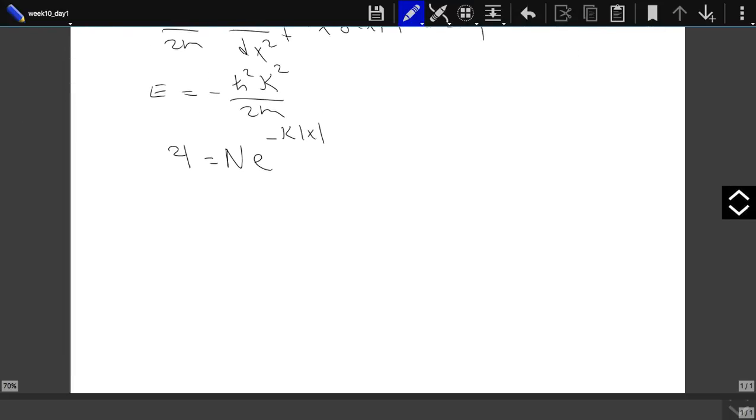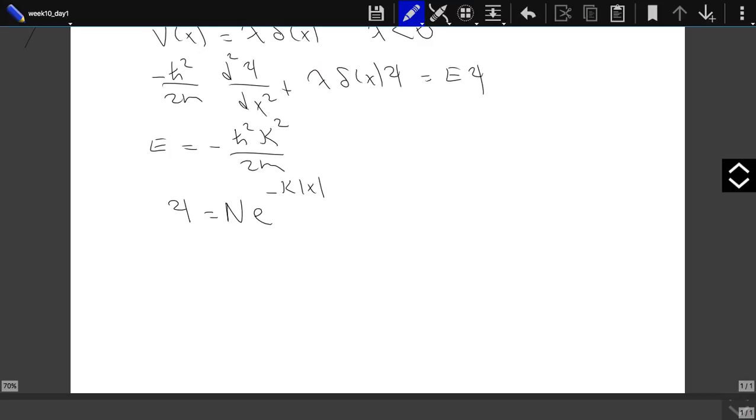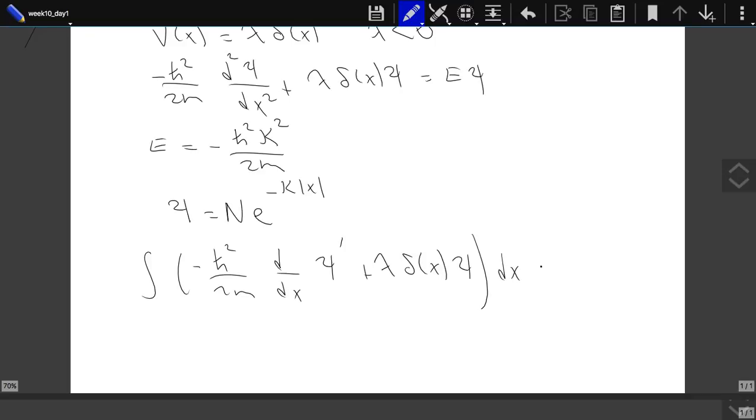And to determine the possible values of kappa, what you do is take the integral of your differential equation, minus h bar squared over 2m d by dx of psi prime plus lambda Dirac delta of x psi, dx. This should be equal to E times psi dx. And you integrate over x from 0 minus to 0 plus, just from the left of the Dirac delta to the right of the Dirac delta.